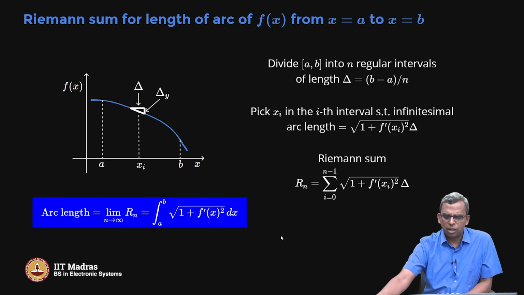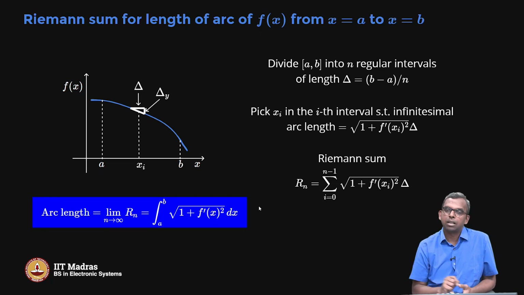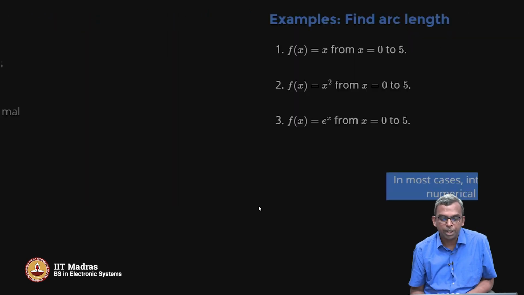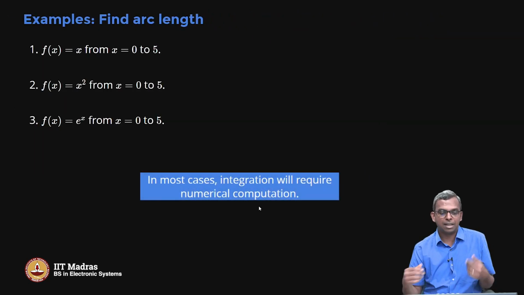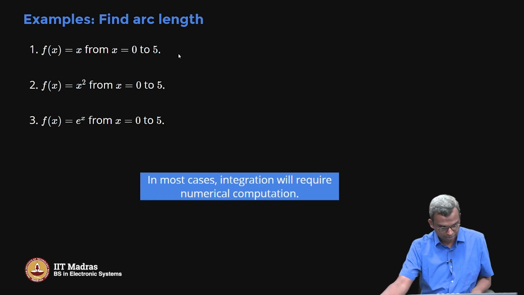Okay. So, notice how integration and Riemann sums enter into so many useful and important calculations that you have to do with functions. Not just area, even the arc length or perimeter or something like that. So, this is the formula. How do we put it to use? Here are some examples. Okay, f of x is x from 0 to 5. This is really, really trivial.